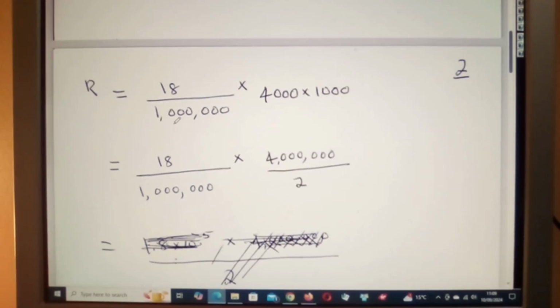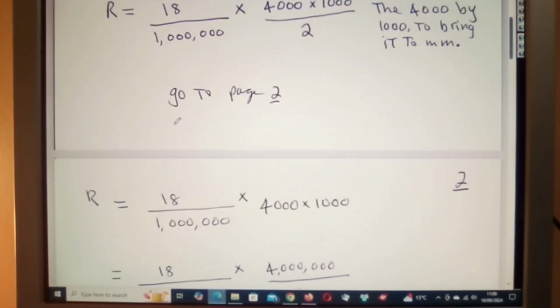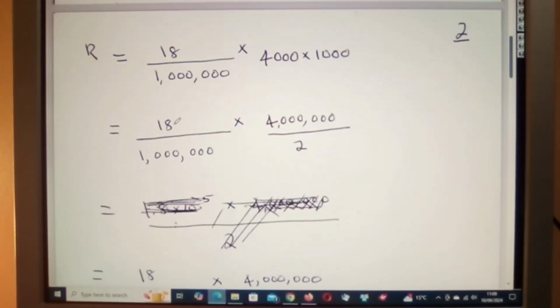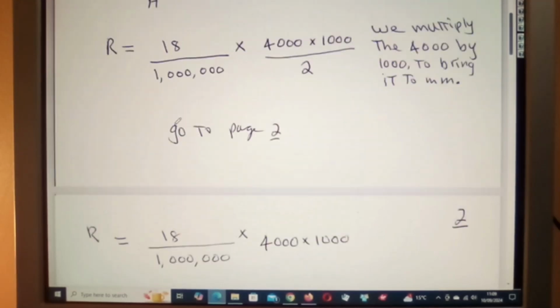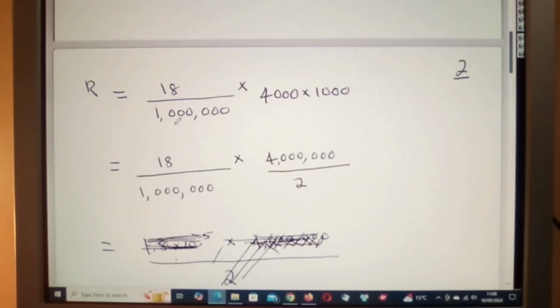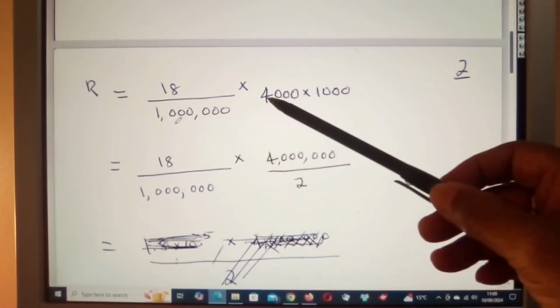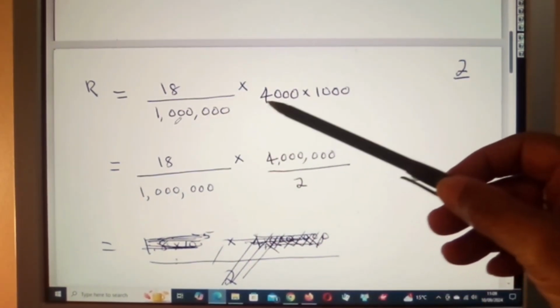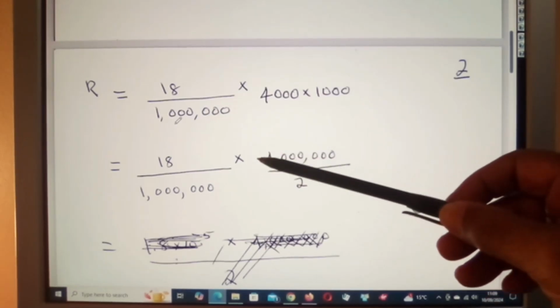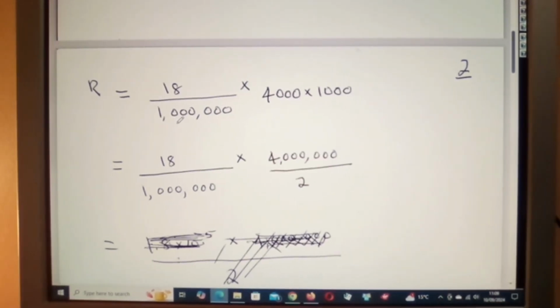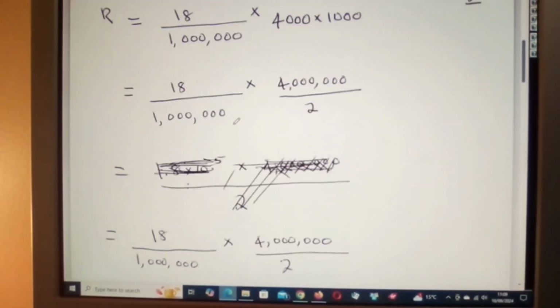Now here, because I've brought that to a given value, what I tend to do is rewrite out the question. So here all I've simply done is rewrite this out for myself, and it's just the way I work. So we then have here 18 over 1 millionth times 4 million over 2.